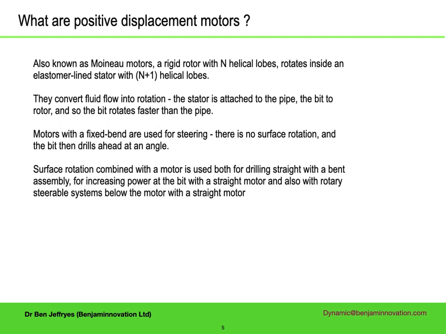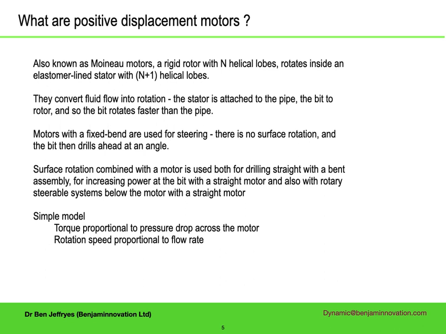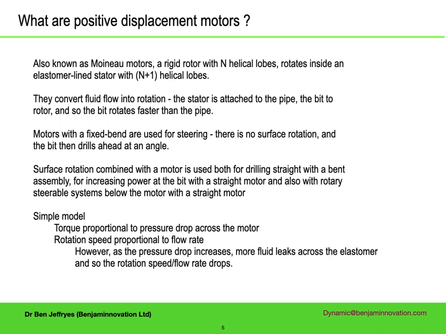Nowadays, motors are also used straight and with rotary steerable systems in order to increase the power available at the bit. The model we shall use for them is quite simple. The pressure drop across the motor is proportional to the torque below the motor, and the rotation speed is proportional to the flow rate. Torque proportional to pressure is a very good approximation, up until close to stall pressure. Whereas there is some drop-off in rotation speed with pressure at a fixed flow rate, as more fluid leaks across the elastomer.